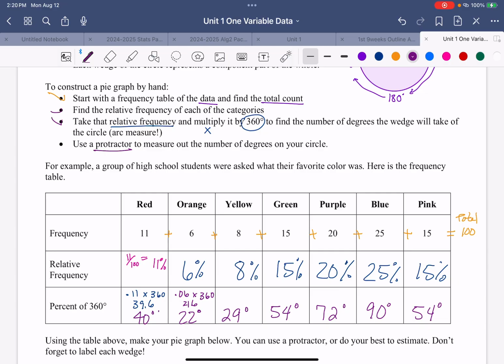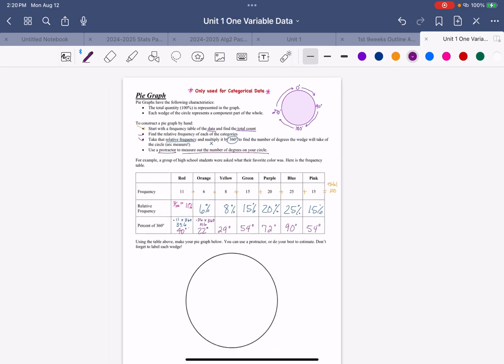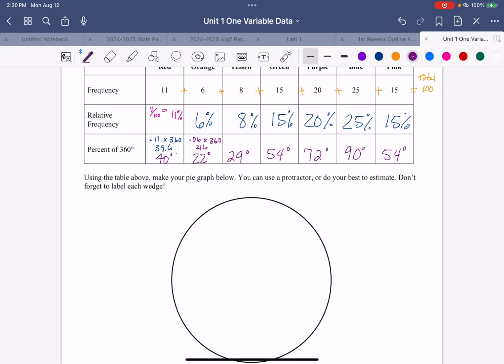We're going to need a protractor and measure out the number of degrees on the circle. So we've got to go here and measure this out. I already pre-drew a circle for y'all so that you're not having to go through this. Find your center, and then you're going to measure everything out. Remember, straight up, that's 0 degrees. My biggest piece was blue, and we know that's 90 degrees. Hopefully you know what 90 degrees looks like. It's got a right angle.